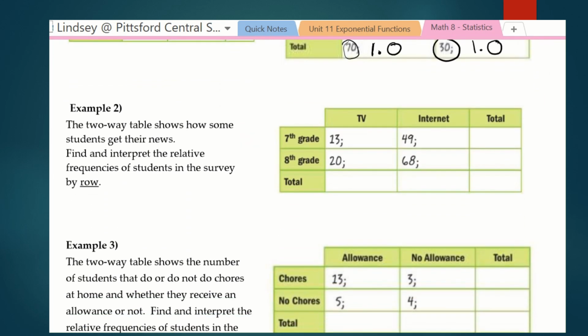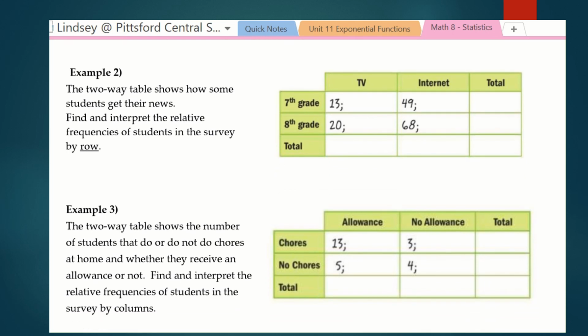So the two-way table shows how some students get their news. Find and interpret the relative frequencies of students in the survey by row. All right, so we're moving from left to right here. So the first row that I'm going to be looking at is the 7th grade students and how they get their news. Now, in order for me to find relative frequency, I need to know how many 7th graders took part in this survey. So adding together the number of students that chose TV and the number of students that chose internet, it looks like the total number of 7th graders that were surveyed is 62.